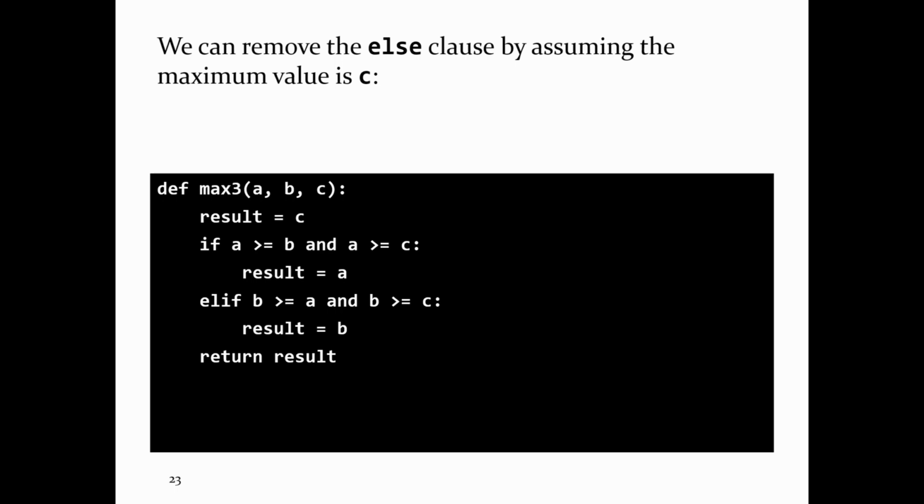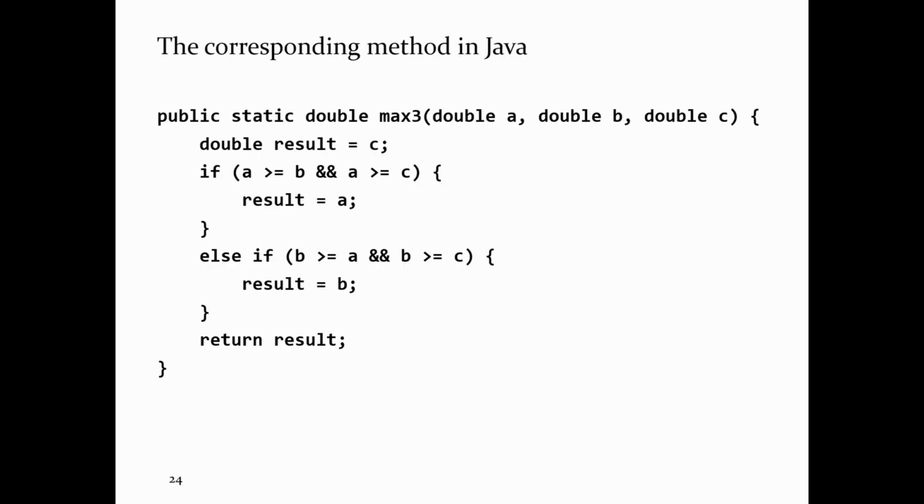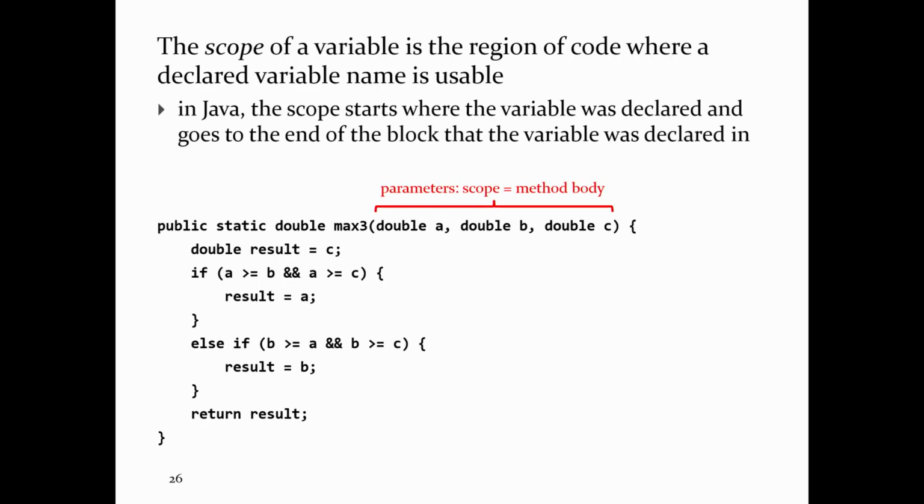Now, I've said there's lots of ways to write this method, or in Python, this function. One way to write the function is instead to assume the maximum value is C, and then write the if statement to check whether or not it's A or B. This lets you remove the else clause. Notice here, there's no else. So just like in Python, the else part is optional in Java. So you can write more or less the exact same code in Java. Again, conditions must appear inside the parentheses.